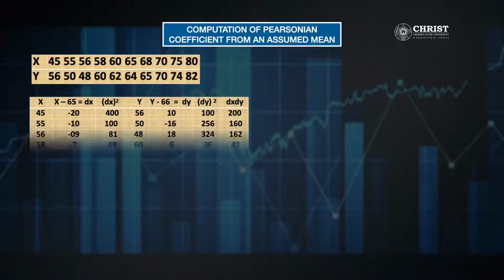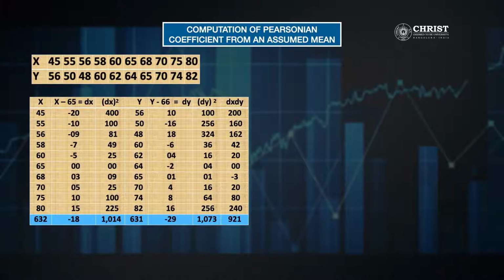Now the computation is explained. The x values are there and deviations are denoted as dx. Minus signs are there and plus signs are there. Then you have to take the square of these values, that is 400, 100, 81, 49, 25, 0, 9, 25, 100, 225. Total is 1014. Similarly, for the y series, we have taken deviations from 66 and the squares of these values are 100, 256, 324, 36, 16, 4, 1, 16, 64 and 256. Total you will get as 1073.